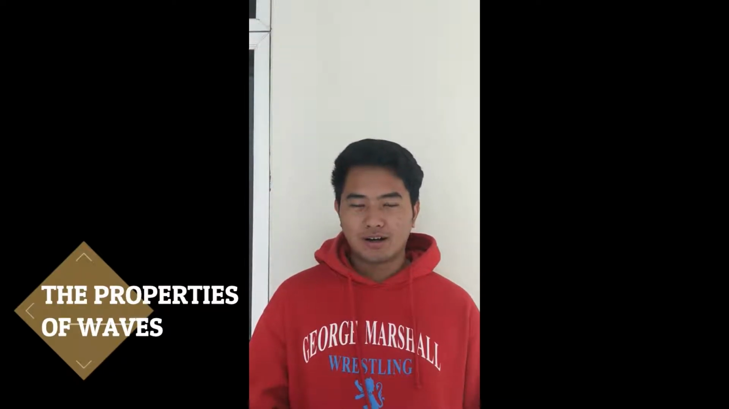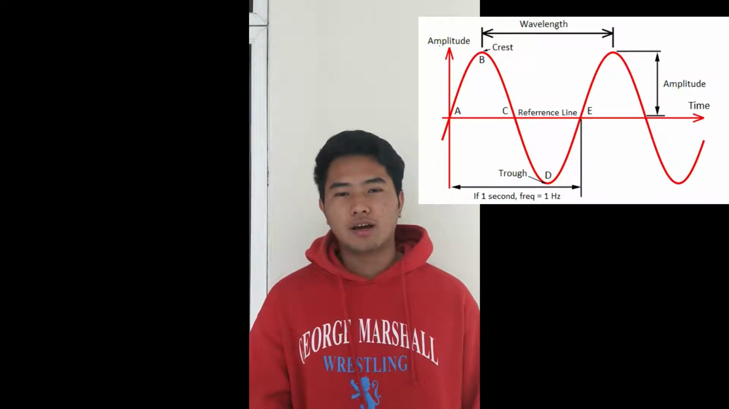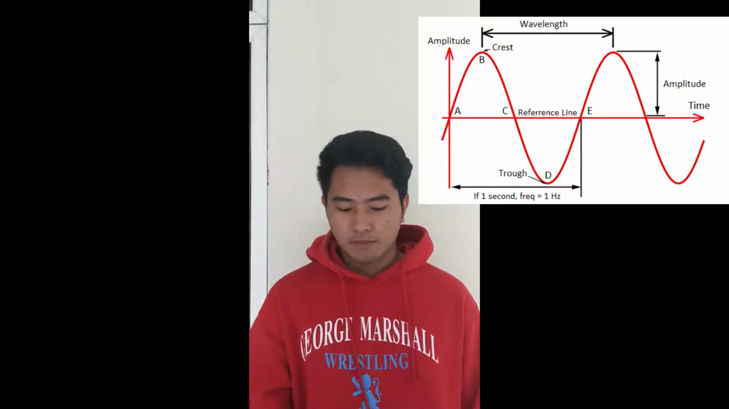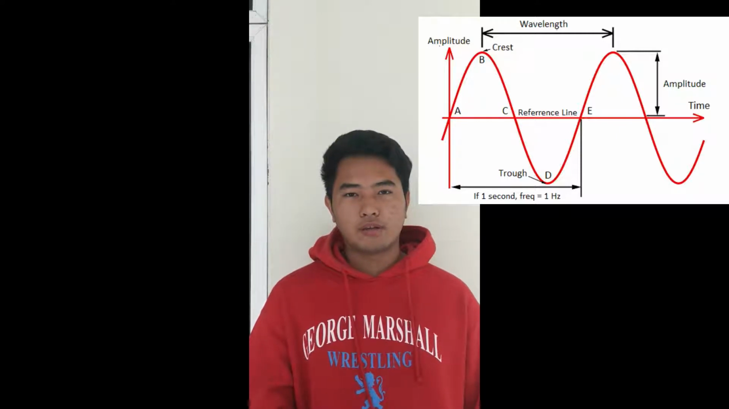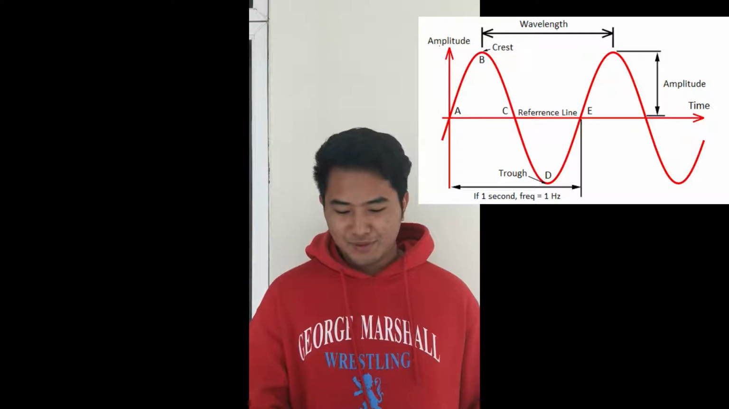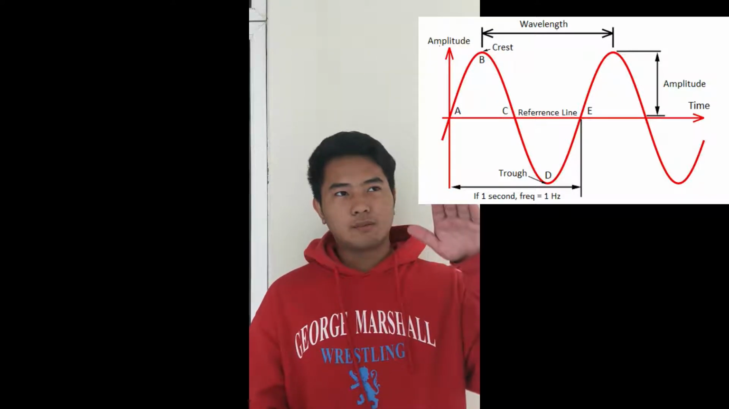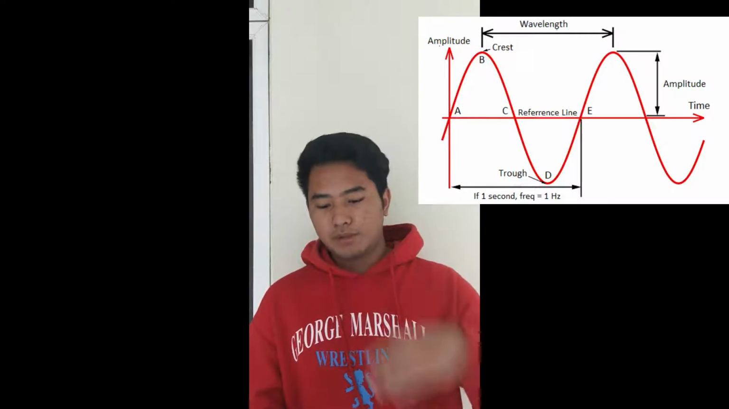I'm going to talk to you guys about the properties of waves. Waves have three properties, which are wavelength, amplitude, and frequency. The wavelength, also known as lambda, is the distance between two identical points on successive waves, which is from one peak to another peak.